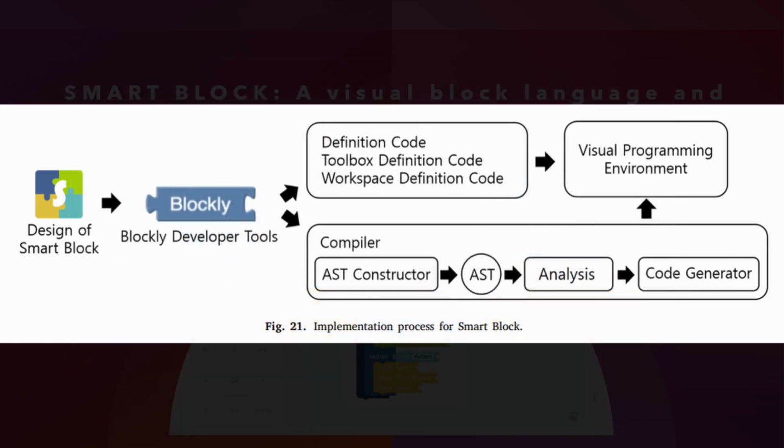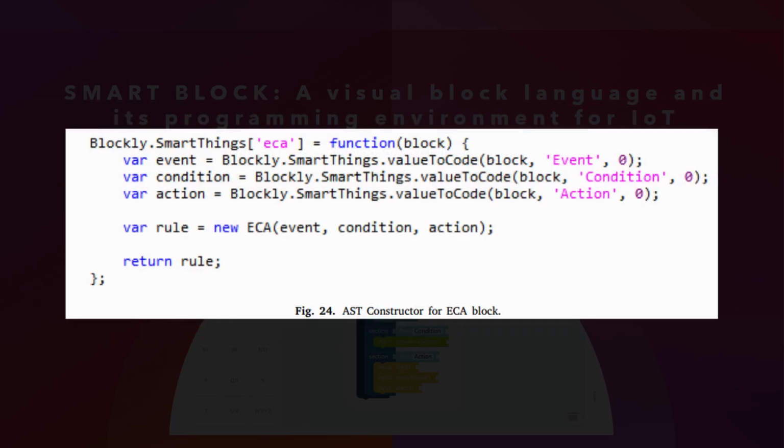The tool calls the constructor of an ECA block, each of which calls constructors for the event, condition, and action blocks. Constructors for custom blocks were implemented, which parse the completed ECA blocks and generate their ASTs. For example, Figure 24 shows that a constructor for an ECA block returns an AST for the ECA block consisting of event, condition, and action nodes.